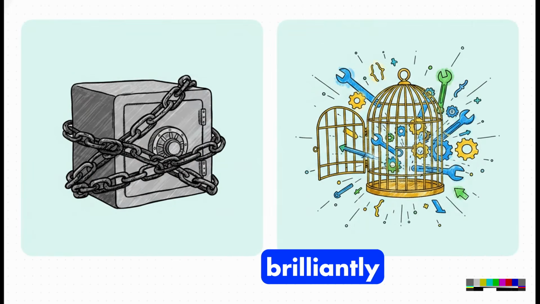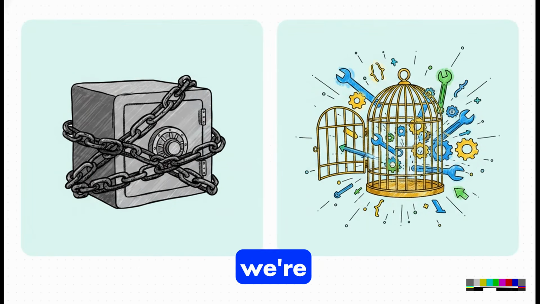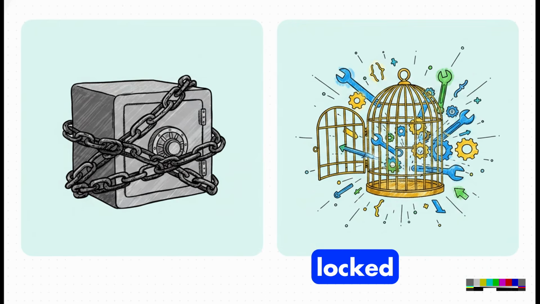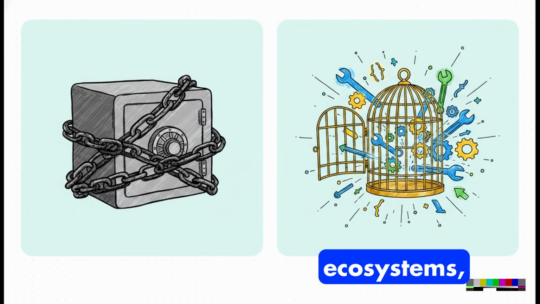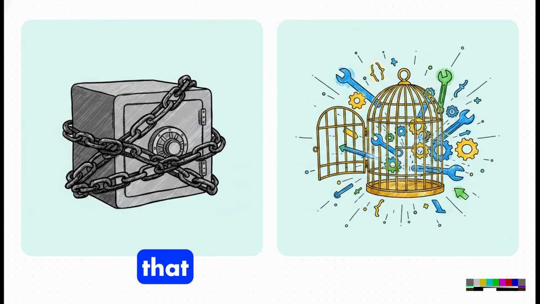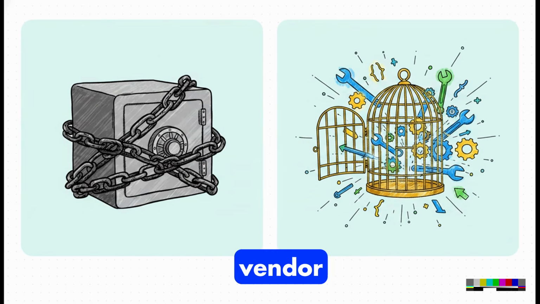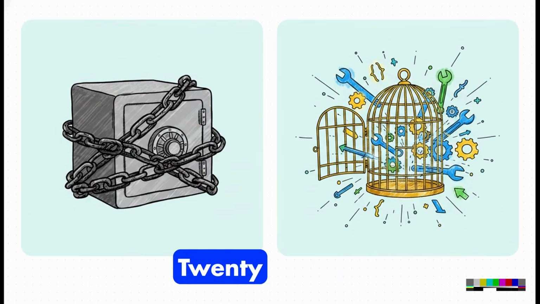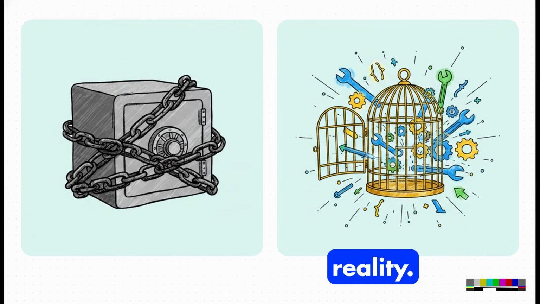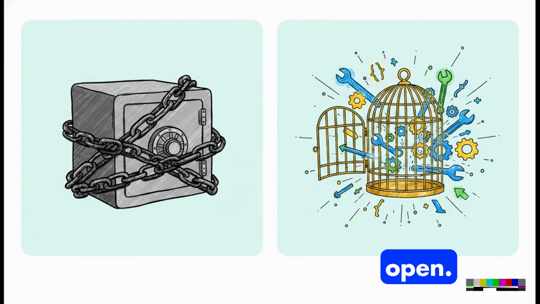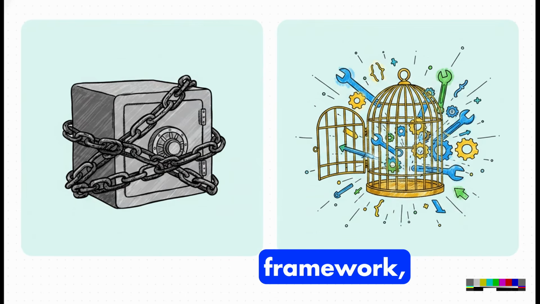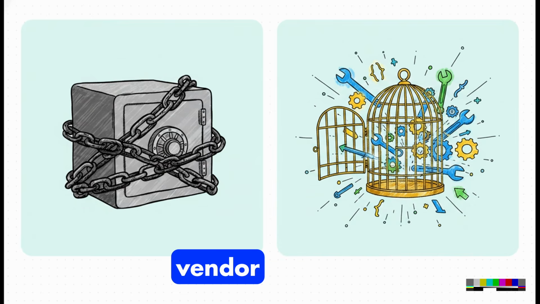And this brilliantly illustrates the exact paradigm shift we're talking about. The old world of traditional CRMs is basically defined by locked safes. We're talking closed ecosystems, super rigid data models, and that deep headache of legacy vendor lock-in. Basically, when your business evolves, the software breaks. But Twenty presents an entirely different reality. It breaks that cage wide open. Because it's open source, code first, and built as a highly extensible framework, it completely replaces the anxiety of vendor constraints with the ultimate relief of developer freedom.